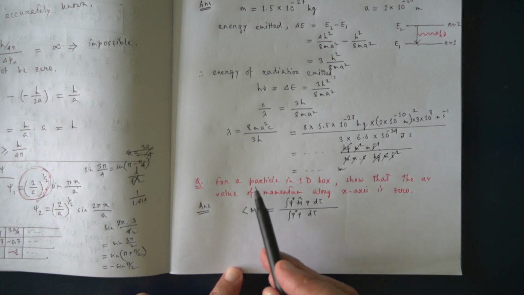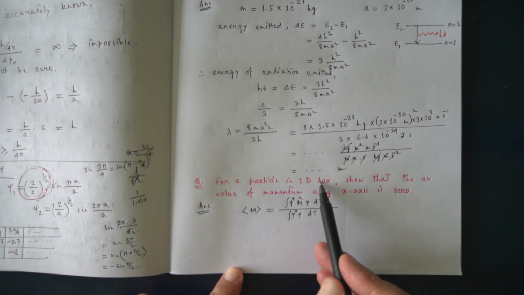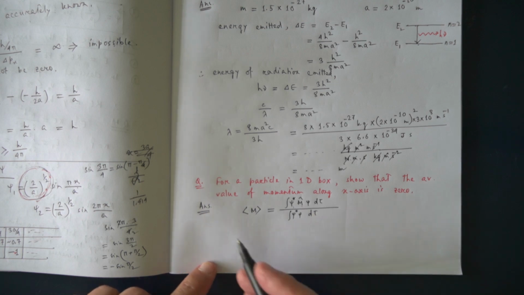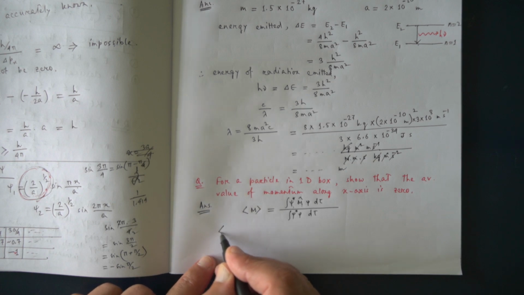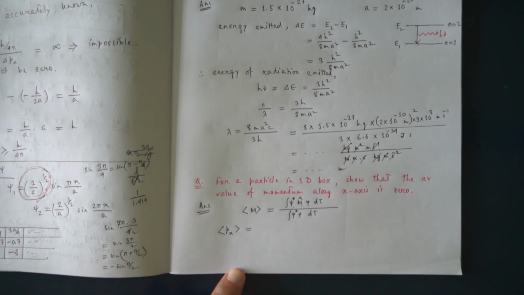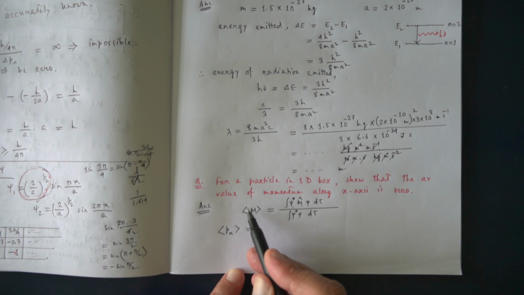Now here we have been asked particle in one-dimensional box. So what is psi? We know psi is (2 by a) whole to the power half sine n pi x by a. We know this. That is real. And momentum. Okay, so let me write. So average value of momentum in x dimension. This means average value.